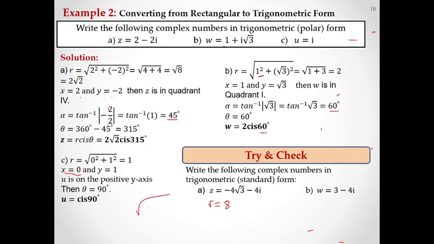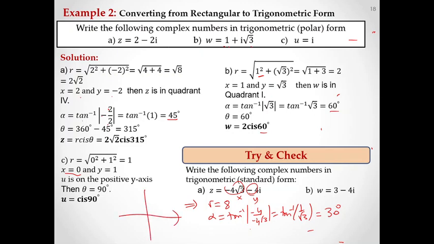So when you do this, you will get r squared will be this, and r is equal to 8. Now the other thing we have to find is what's the reference angle here? Alpha, this is x and this is y. That's tangent inverse of the absolute value of minus 4 over minus square root 3. Tangent inverse is 1 over square root 3, and then this will be 30 degrees. And 30 degrees is this.